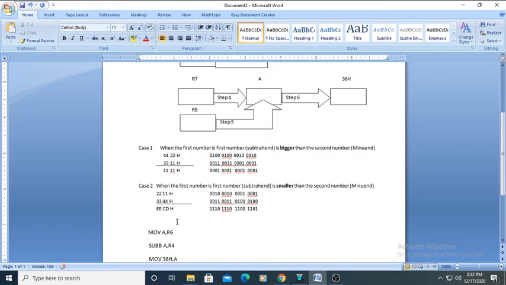Okay, so the answer will come out like this. So let's see this second case, whether it is correct or not.